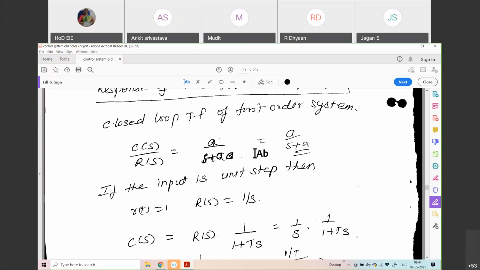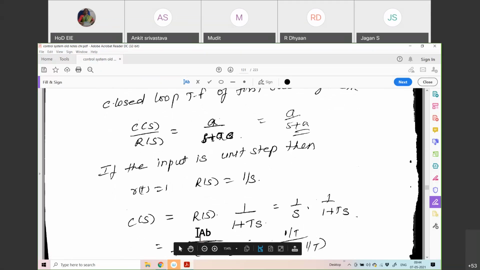For a unit step input, what would be my C of S? My C of S would be R of S into A by S plus A, which I have written as 1 by 1 plus capital T into S, where capital T is equal to 1 by A. For simplicity, I have written my equation like this. Because for A by S plus A, I divide the entire thing by A. So A by A is 1, S by A plus 1, and 1 by A is T, so T into S. That's it.